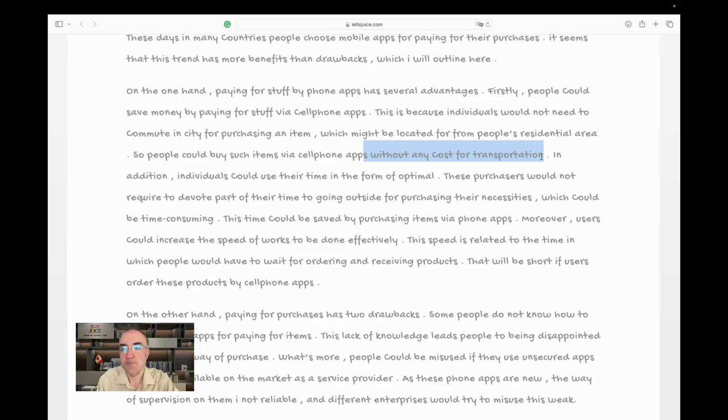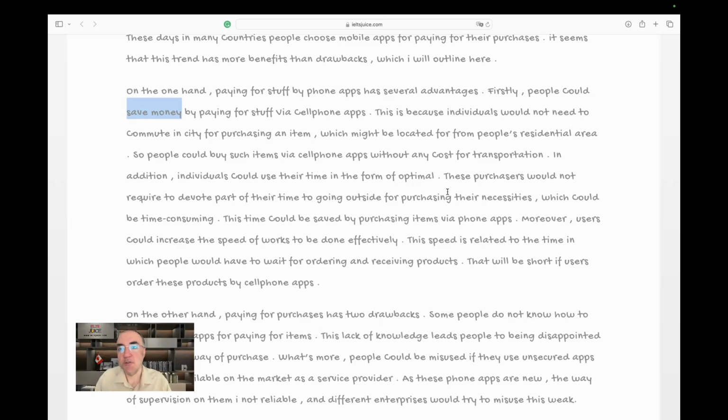In addition, individuals could use their time in the form of optimal. That's very weird grammar, technically correct, but let me repeat this. In addition, individuals could use their time in an optimal way. So the first idea was to save money. The second idea is to save time.